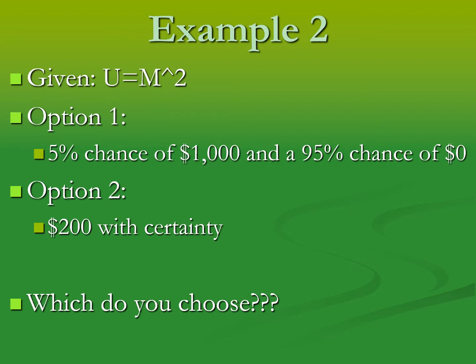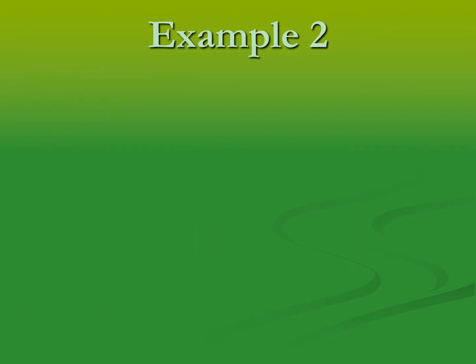What you're going to do is you're going to take this $1,000, plug it into your utility function, then multiply it by its probability. You're going to take this $0, put it into the utility function, multiply it by the probability. You're going to end up with a 0 out over here. And then you're going to take this $200. You're going to plug it into your utility function, and you're going to multiply it by 1 because it's happening with certainty. And then you're going to compare those outcomes.